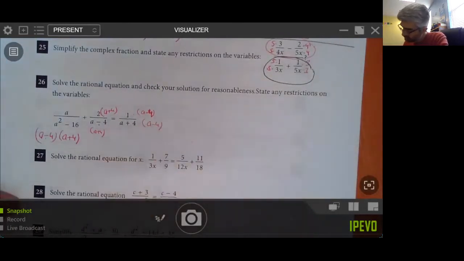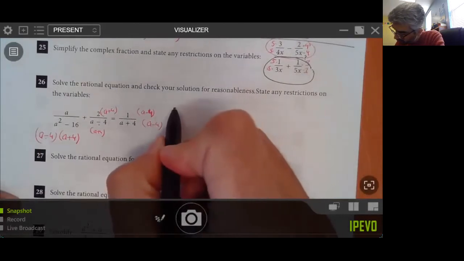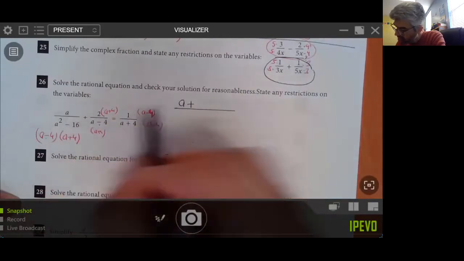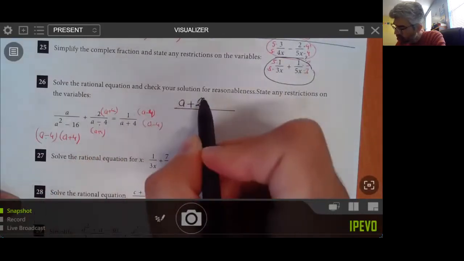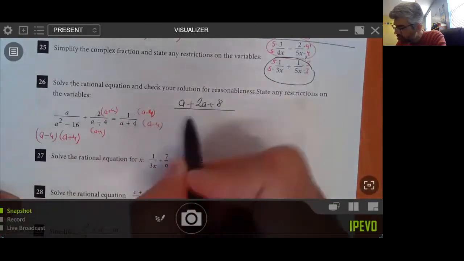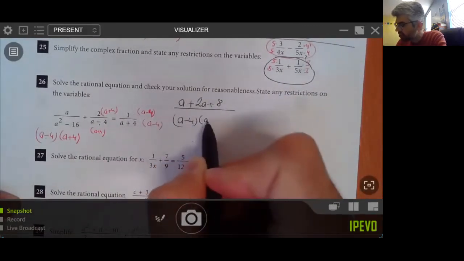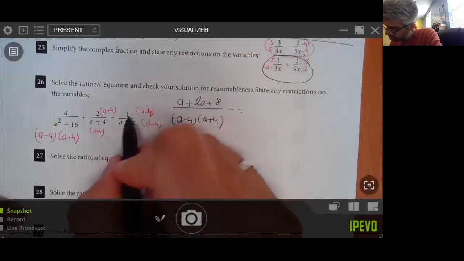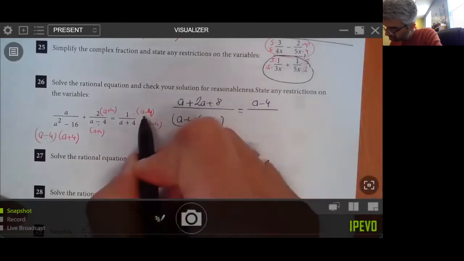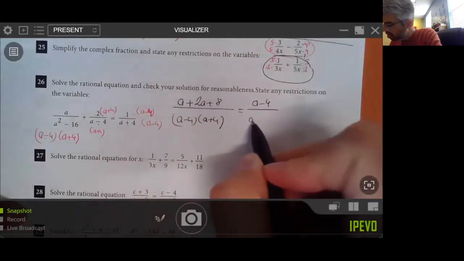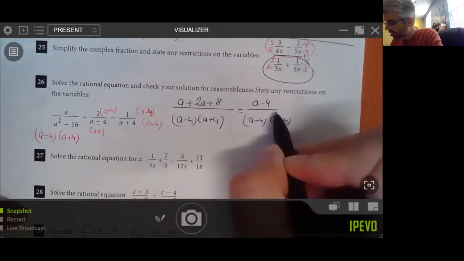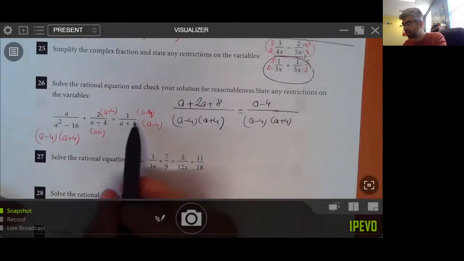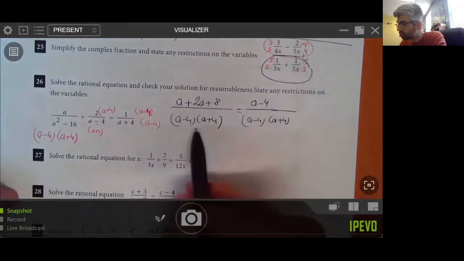Okay, so what do I have? I have a plus 2 times a plus 4. That is 2a and 8. 2a plus 8. The common denominator on the left side, a minus 4 times a plus 4, equals a minus 4 times a plus 4 times a minus 4. As you see, I don't multiply them and I don't simplify. My aim is not to simplify here, okay? It was simplified before, but I multiplied to get equal denominators.